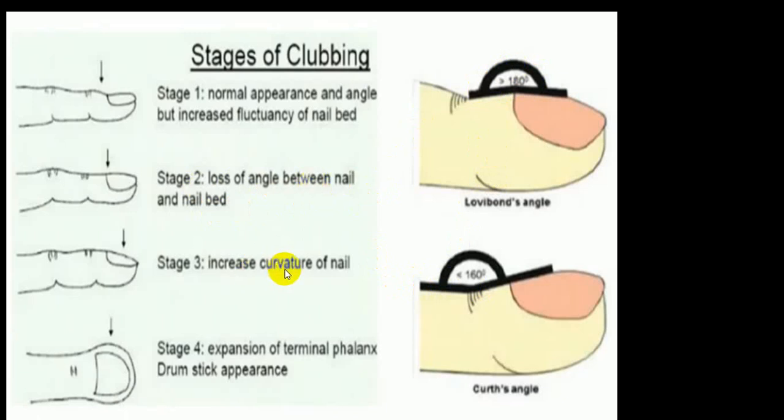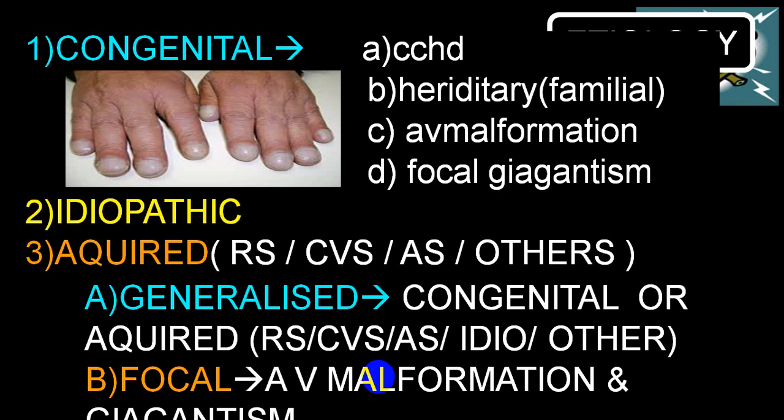So it becomes more than 180 degrees, we call it Lovibond sign. And when there is an increased curvature of the nail, that is called parrot-beak appearance, and that becomes stage 3. It will be much more curved. We have a lot of photographs. And stage 4 is expansion of the terminal phalanx, drumstick appearance, and also there is hypertrophy of the bone because of periosteal deposition. It is called hypertrophic osteoarthropathy. So that is one way of classifying according to the stages.